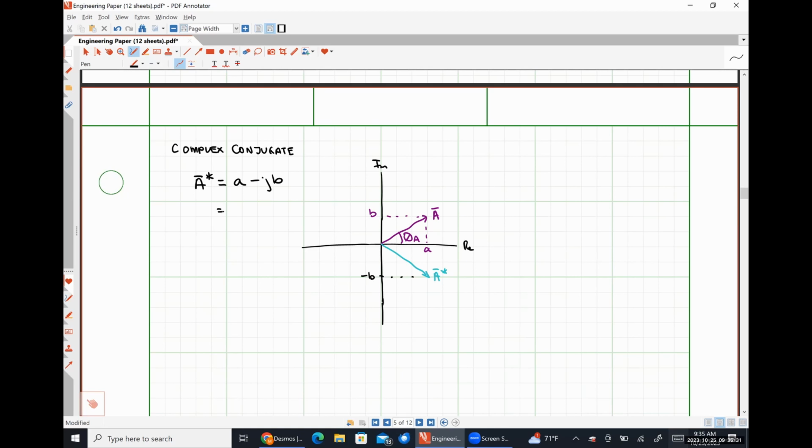What do you think is going to happen for our polar representation? The magnitude is going to stay the same. Our angle is going to change signs. That is all the conjugate operation entails. Change the sign on the imaginary part for a rectangular representation, change the sign on the angle for exponential and polar form representations. If remembering that is just beyond your capability, your calculator can do it for you.